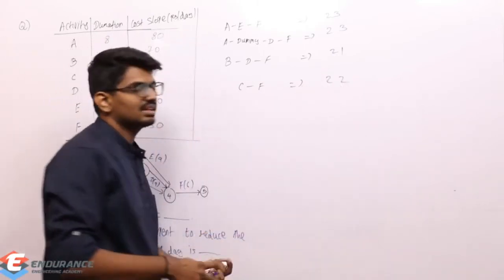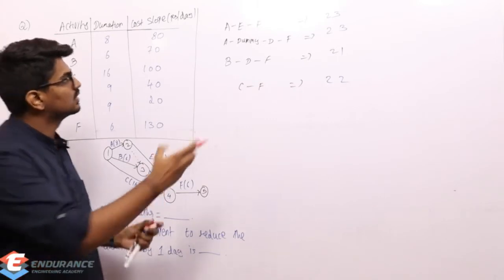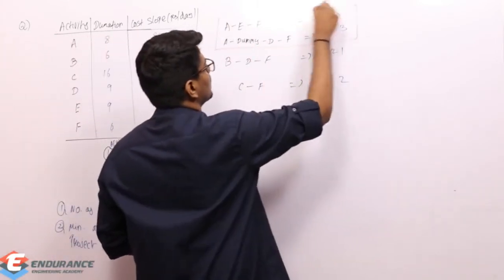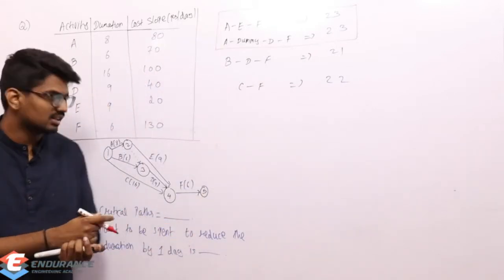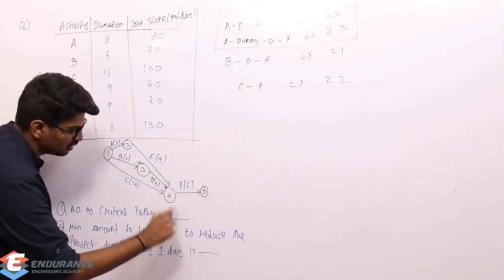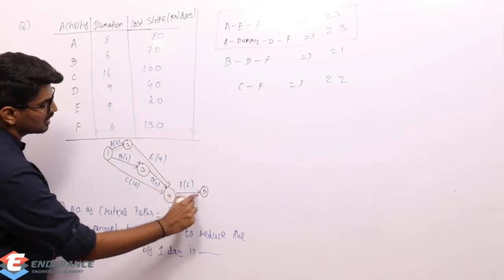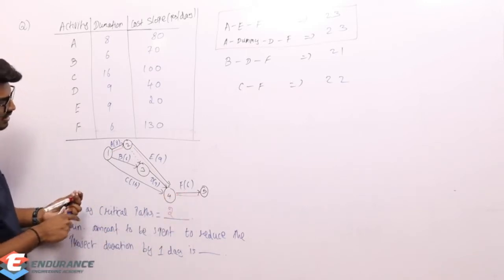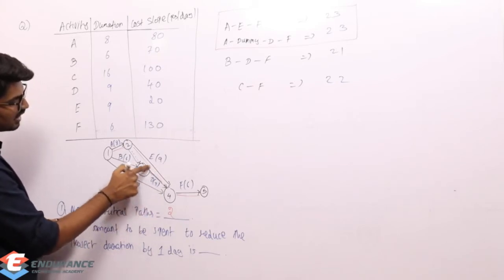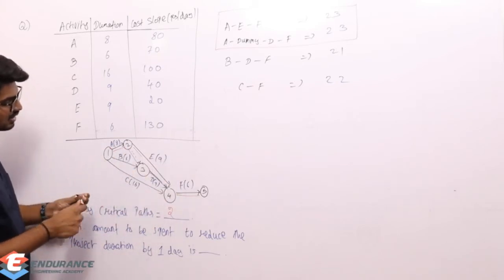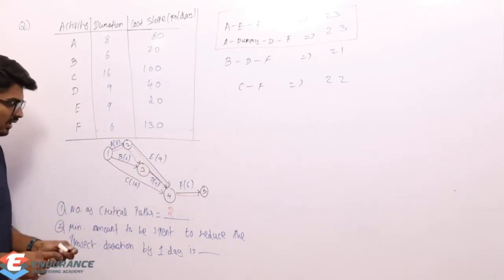Now what is the longest path here? The longest paths are A, E, F and A, dummy, D, F. These two are the longest paths, and obviously these two are the critical paths. So how many critical paths are there? 2 critical paths are there. And what are the critical paths? A, E, F, and the other path is A, dummy, D, F. So we got the first answer.